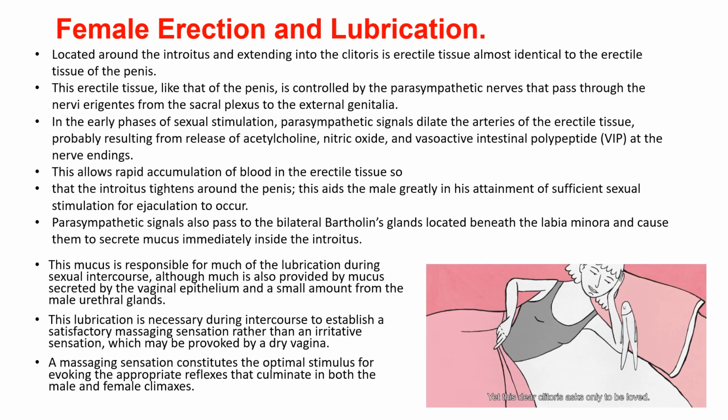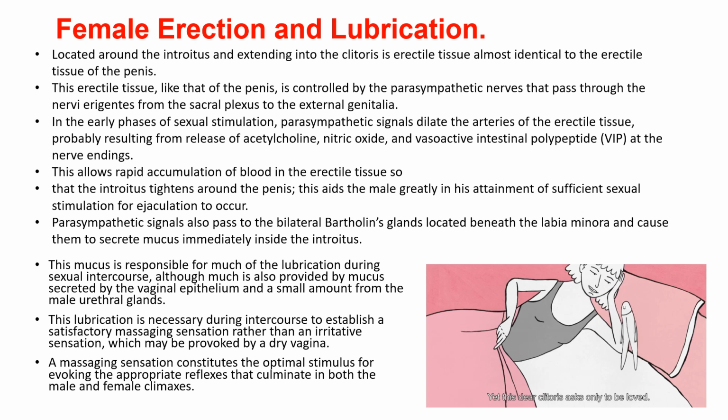Female erection and lubrication. Located around the introitus and extending into the clitoris is erectile tissue almost identical to the erectile tissue of the penis. This erectile tissue, like that of the penis, is controlled by the parasympathetic nerves that pass through the nervi erigentes from the sacral plexus to the external genitalia. In the early phases of sexual stimulation, parasympathetic signals dilate the arteries of the erectile tissue, probably resulting from release of acetylcholine, nitric oxide, and vasoactive intestinal polypeptide, VIP, at the nerve endings.